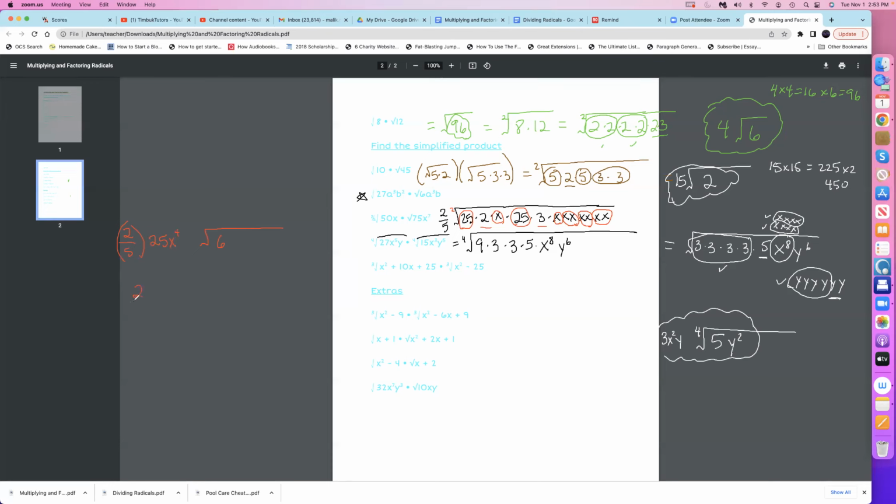So I'll multiply that out. 2 over 5 times 25 x to the 4th over 1. And that'll be multiplied by my square root of 6. This is the way I do it. 5 will go into 25 5 times. 2 times 5 is 10 x to the 4th times the square root of 6.